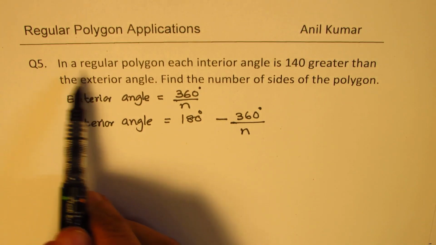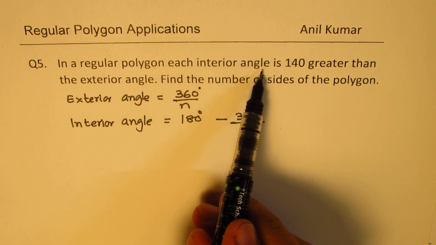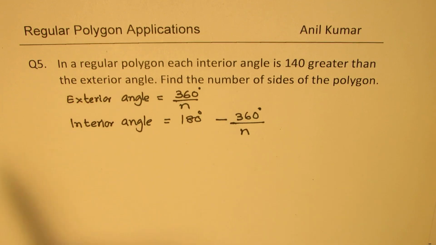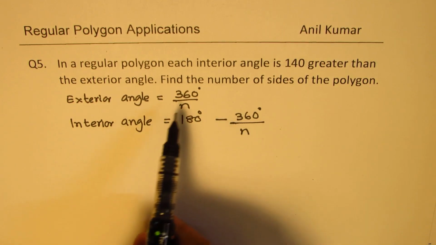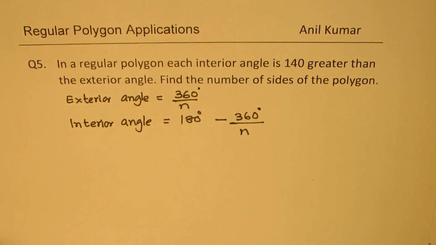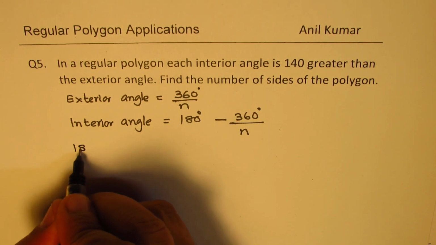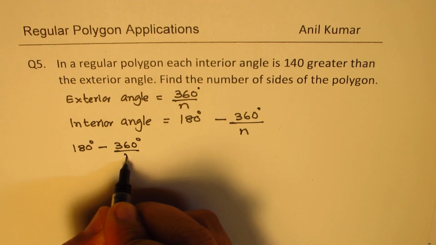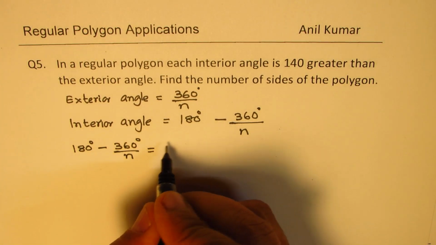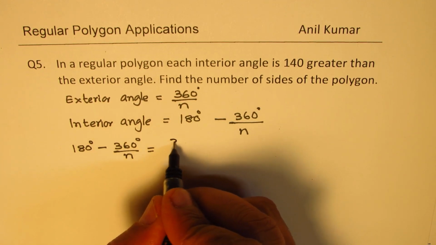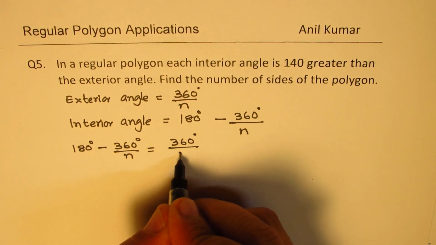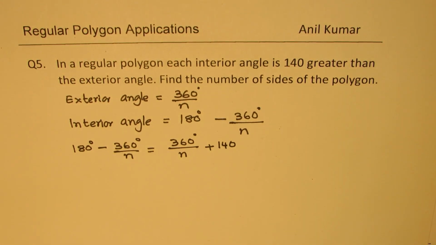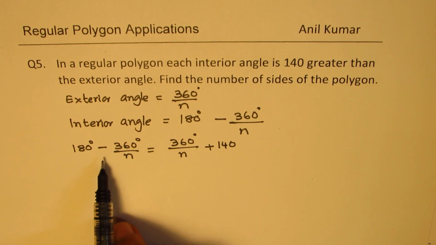Now it says, in a regular polygon, each interior angle is 140 greater than the exterior angle. So this is greater than this by 140. Correct? So you get your equation, which is 180 degrees minus 360 degrees over n is equal to, this is greater than this, right? So it is 360 degrees over n plus 140. Does that make sense to you? Correct? So that becomes our equation to solve, right?